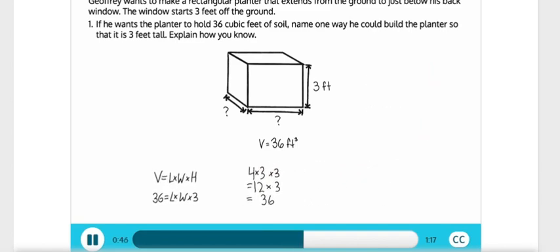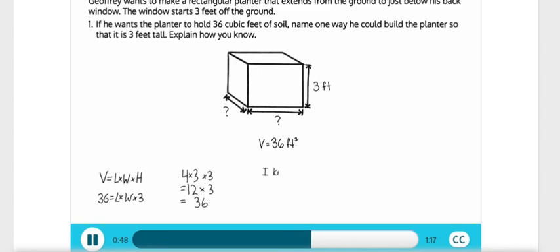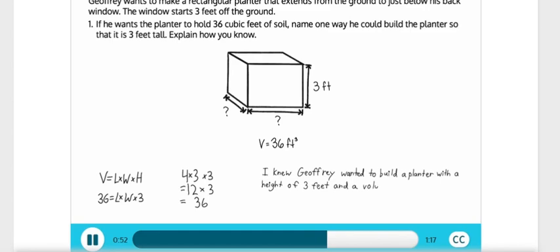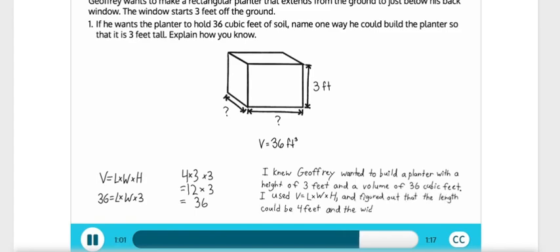Now I need to explain my answer. I knew Jeffrey wanted to build a planter with a height of 3 feet and a volume of 36 cubic feet. I used volume equals length times width times height and figured out that the length could be 4 feet and the width could be 3 feet. Nice work. Zeph showed you one of the correct answers. A prism with a height of 3 feet and length and width of 6 feet by 2 feet, or 12 feet by 1 foot, would also be correct.